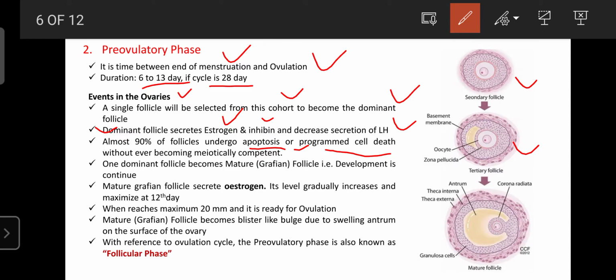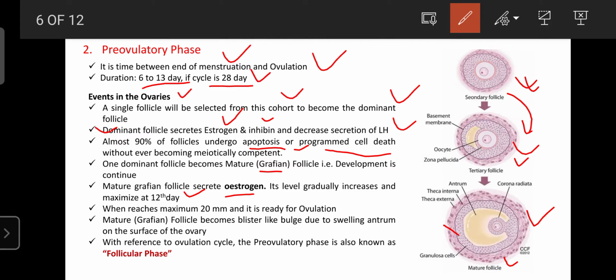So whatever developed during the first phase or in these events, then from one of the secondary follicles, it develops further and becomes the dominant follicle, also known as the tertiary follicle. Okay, so this dominant follicle further develops and becomes the mature follicle, also known as the Graafian follicle. Still, the development continues. And these Graafian follicles also secrete estrogen. That level increases to a maximum on the 12th day, where the high level of estrogen is present if the cycle is 28 days.